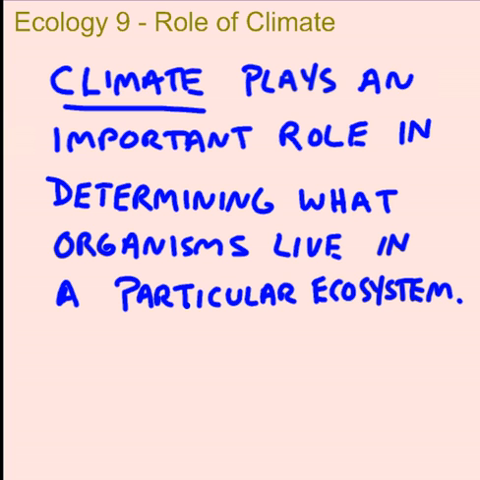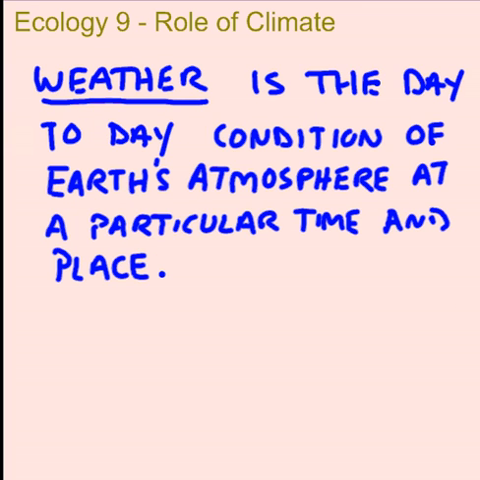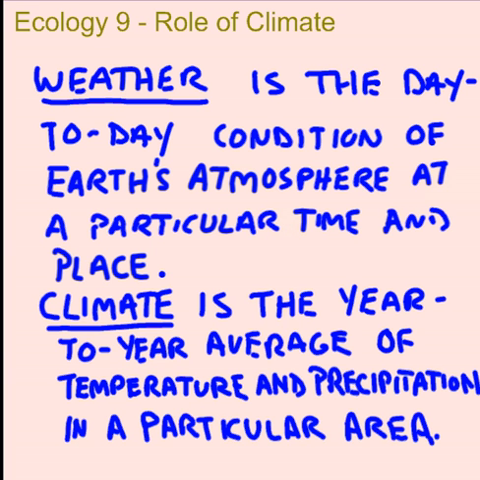It's important to understand the difference between weather and climate. Weather is the day-to-day condition of Earth's atmosphere at a particular time and place. The weather where you live may be clear and sunny one day, but cloudy and cold the next. Climate, on the other hand, refers to the average year-after-year conditions of temperature and precipitation in a particular region.